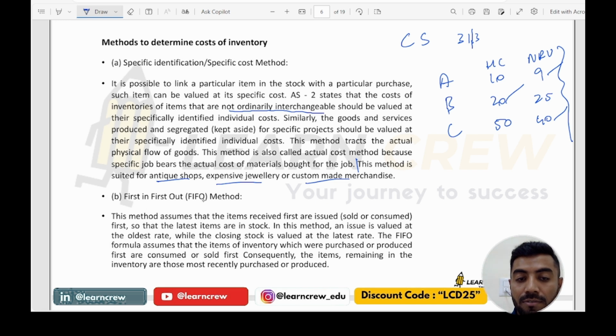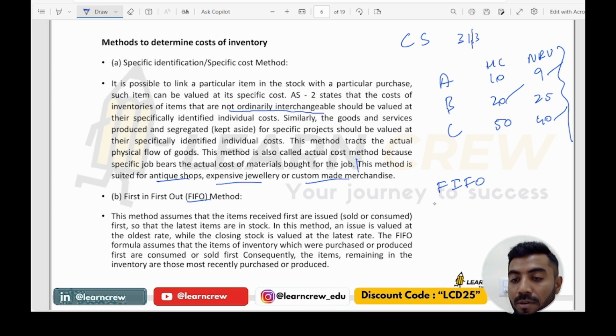Then we have the first in, first out method, the FIFO method. This is the commonly used method. What does this method say? Whichever inventory, whichever stock is purchased first.